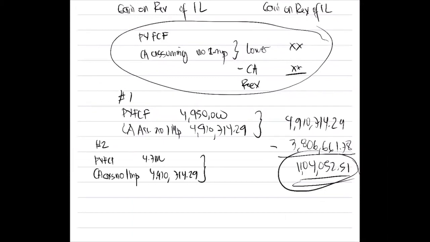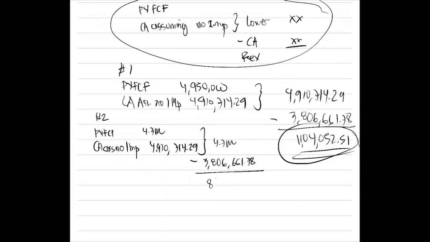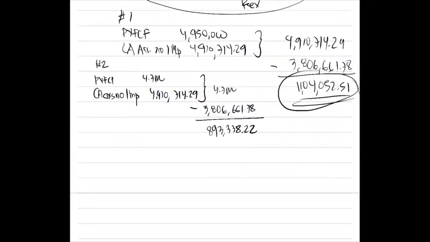So what is the lower? 4.7 million. We deduct 3,806,661.78. Then our reversal of impairment is equal to 4.7 less 3,806,661.78, which is 893,338.22. So how will we record that?